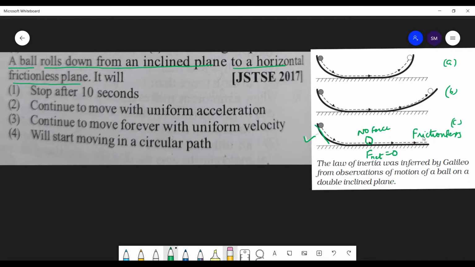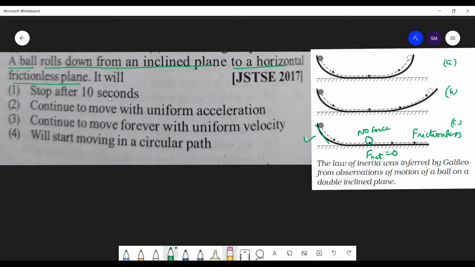So frictionless means there is no opposing force which is opposing this ball, and obviously there is no forward, no backward force, so no force is acting on this ball. So the net force acting on it is 0. Okay. So tell me, out of these four options, which one is correct?